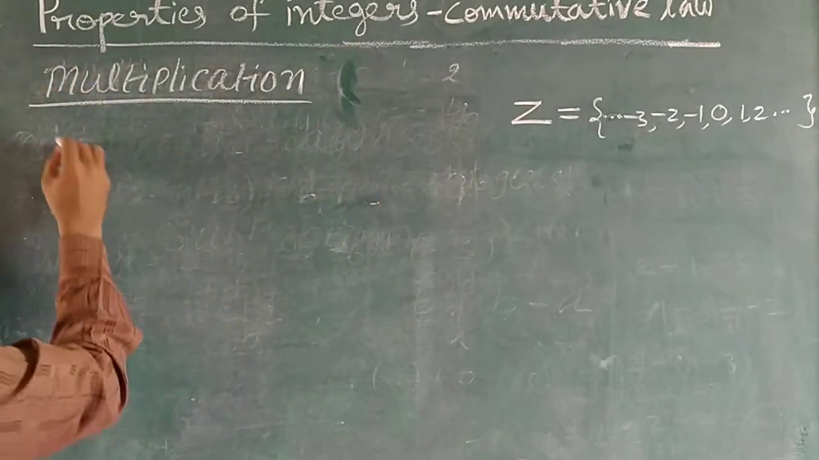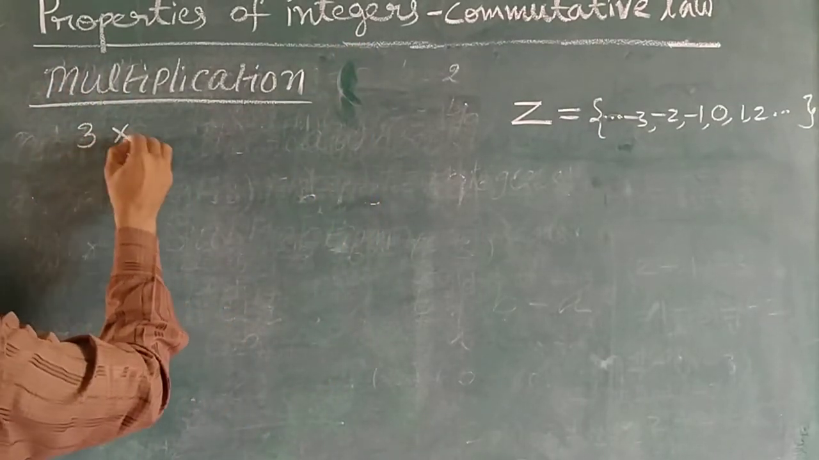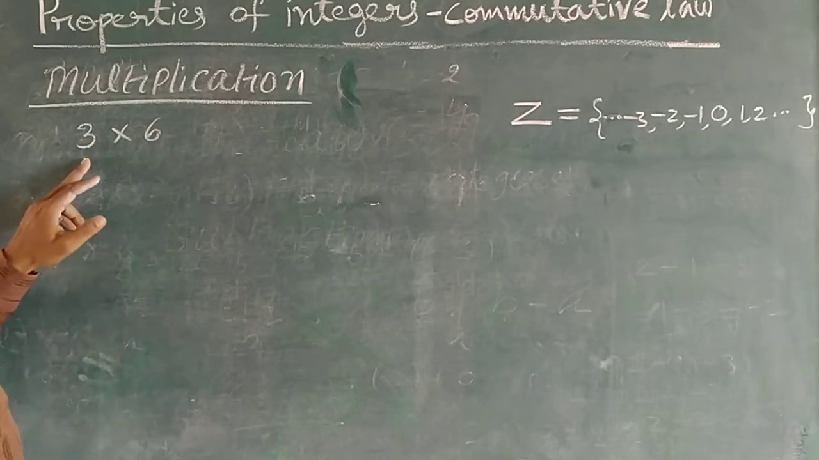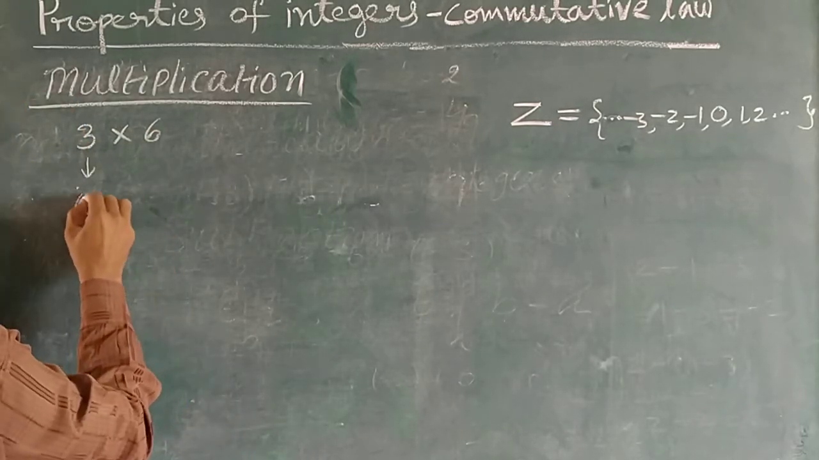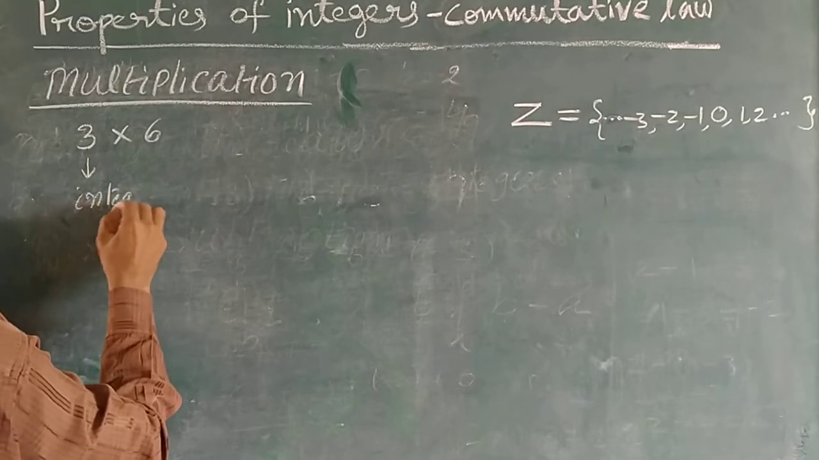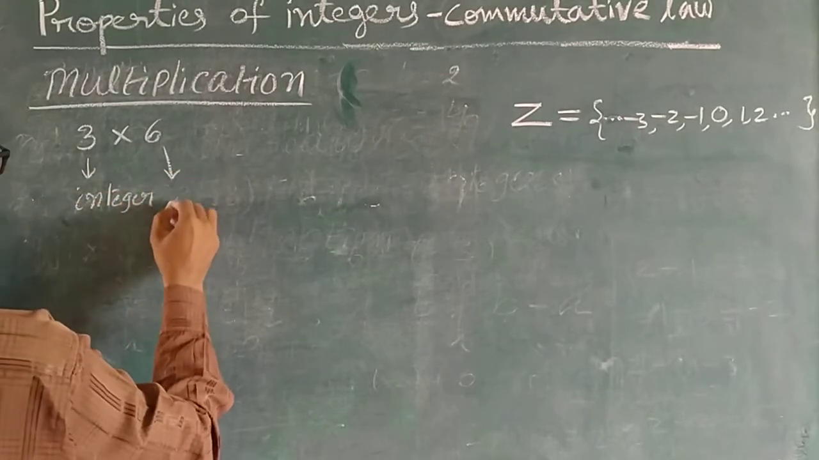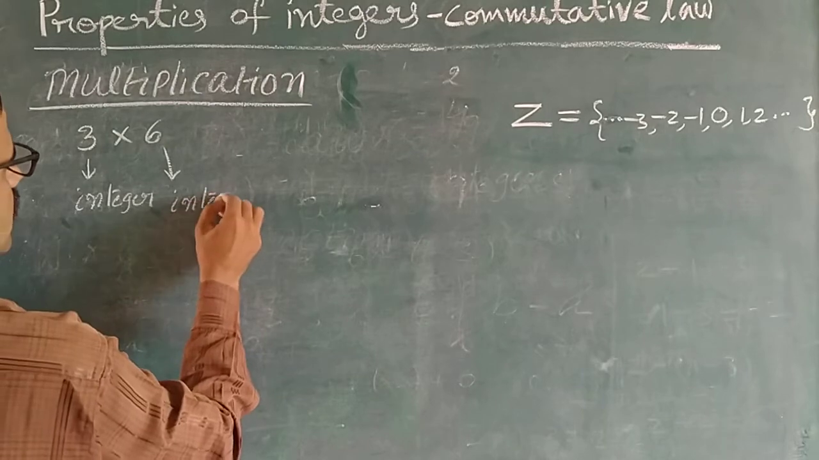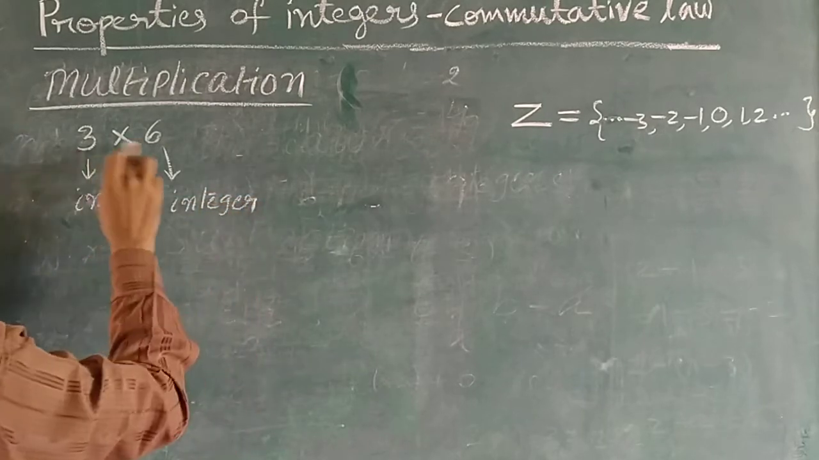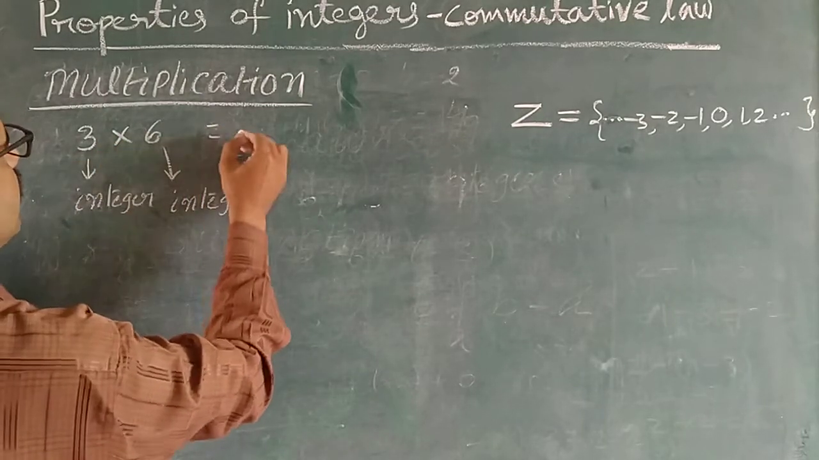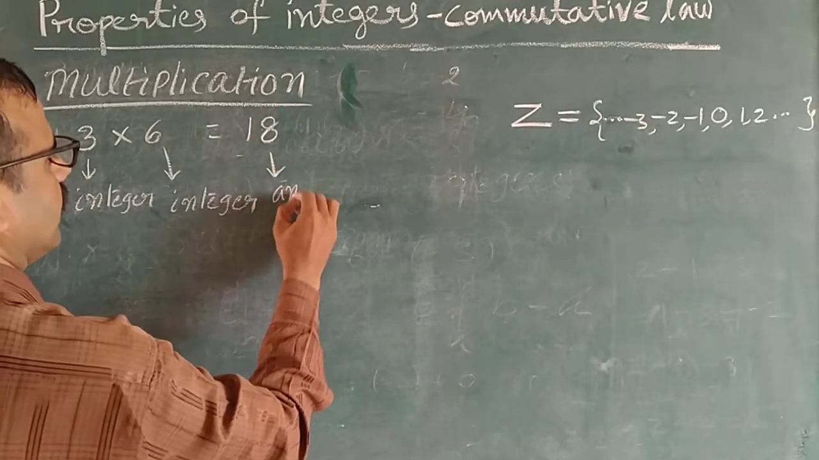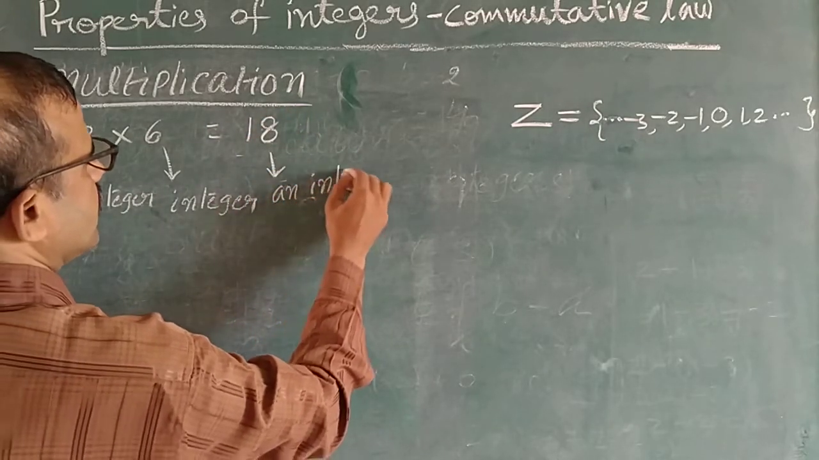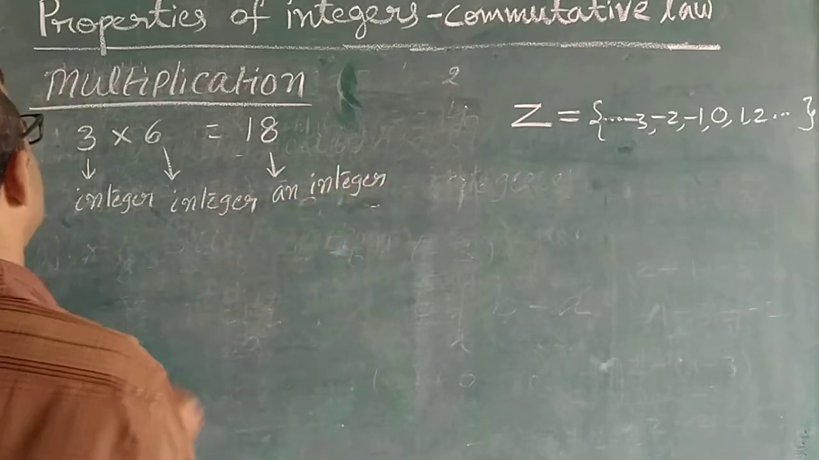So 3 and 6 are two integers. You multiply them, 3 into 6, both are positive integers. 3 is a positive integer, 6 is also an integer. So a equal to 3, b equal to 6. So a into b equals 18, which is also an integer.